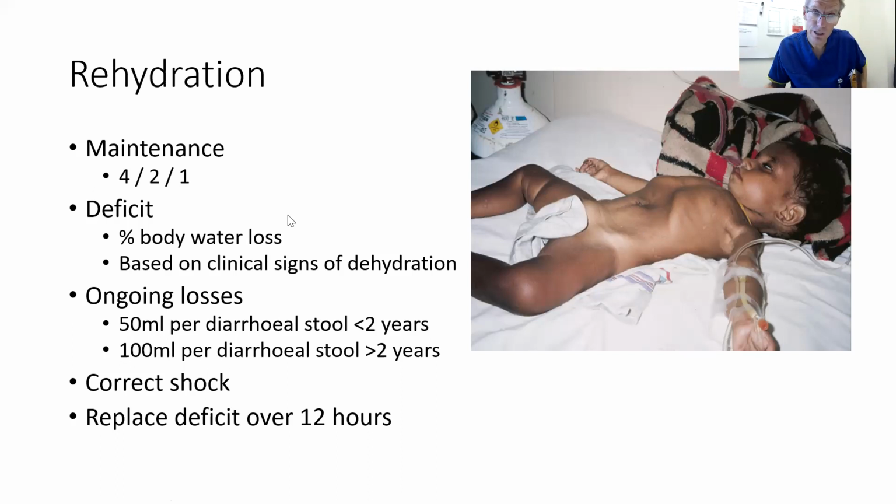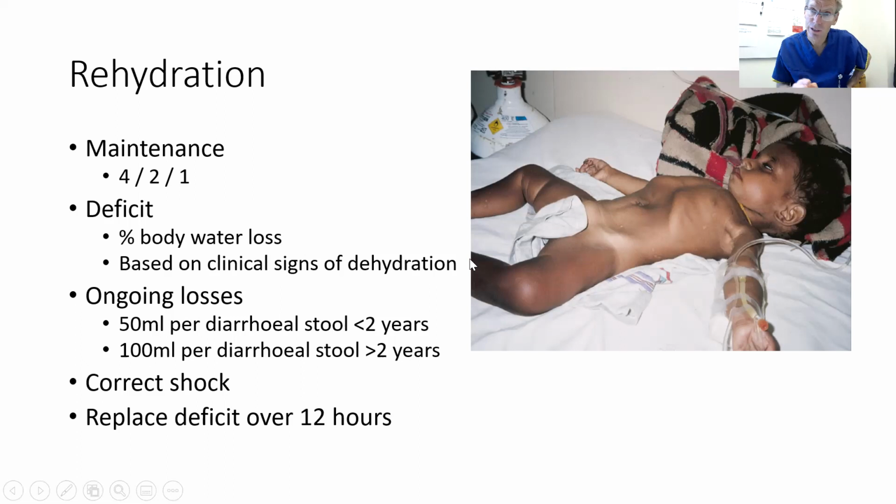And so the percentage, we need to estimate the percentage of body water loss. And that's dependent on whether a child is mild, moderate, or severely dehydrated. This child is at least 10% dehydrated. So that means they've lost 10% of their body water. Right? And we base that on clinical signs of dehydration. The more signs you have, the worse those signs are, the more dehydrated you are.